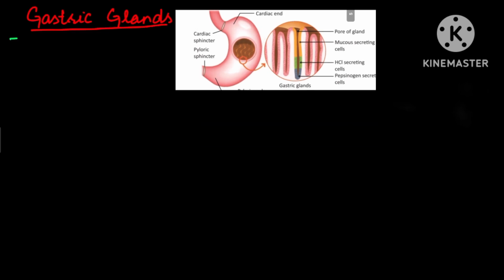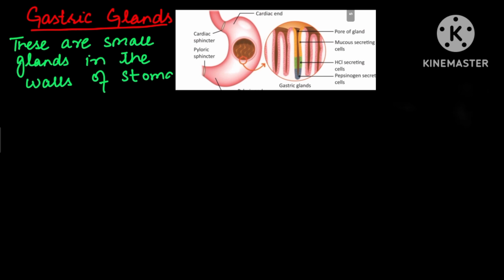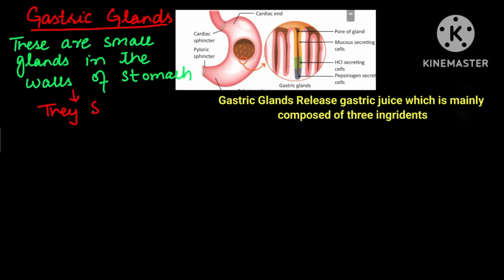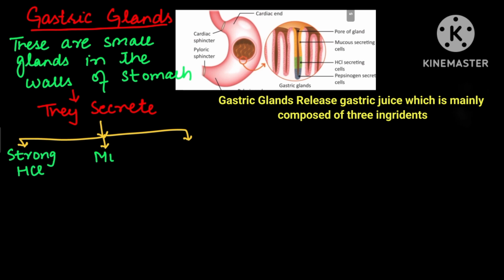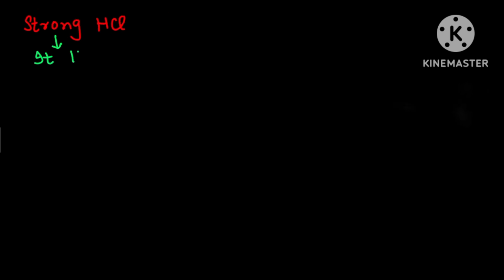Gastric glands. These are small glands present inside the walls of stomach and release gastric juice into the food. Gastric juice is mainly composed of three ingredients: strong HCl, mucus, and pepsinogen. What is pepsinogen? It is inactive form of enzyme.